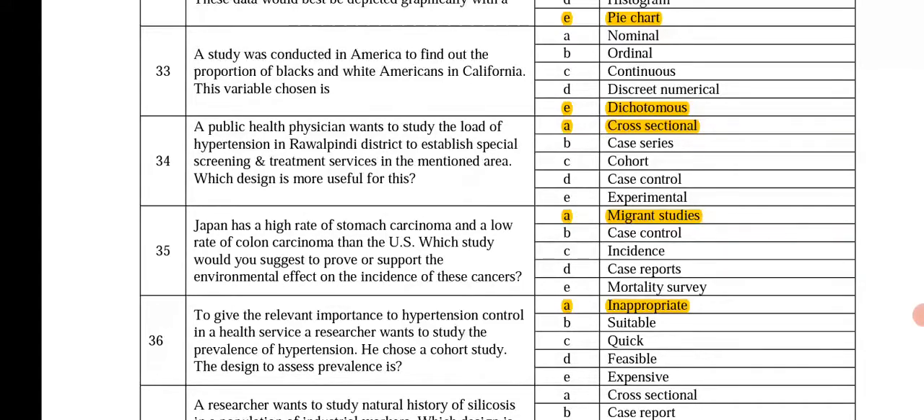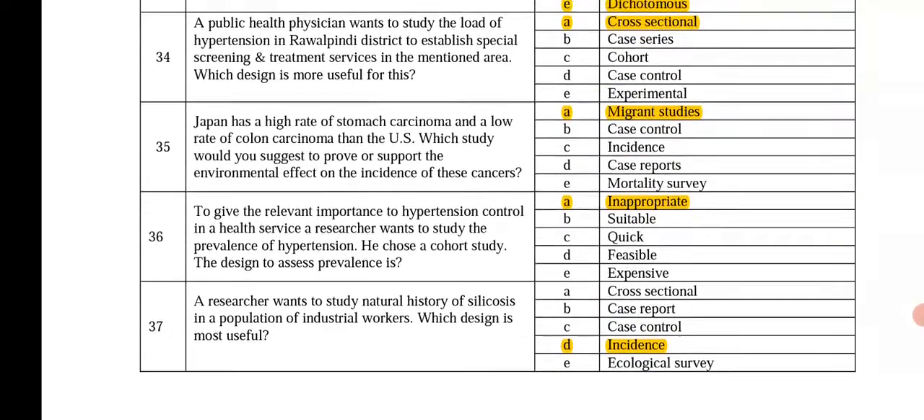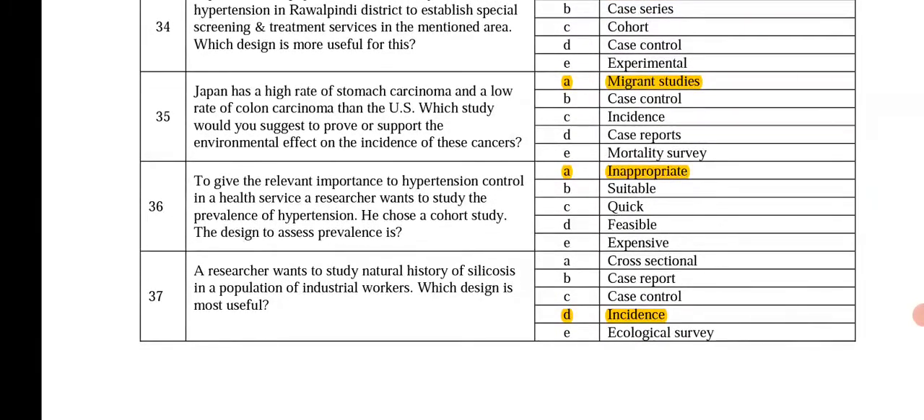Which design is more useful? Cross-sectional. Japan has a high rate of stomach carcinoma and a low rate of colon carcinoma than the USA. Which study would you suggest to support the environmental effect on the incidence of these cancers? Migrant studies. To give the relevant importance of hypertension control in health services, a researcher wants to study the prevalence of hypertension. He chose a cohort study. The design to assess prevalence is inappropriate.